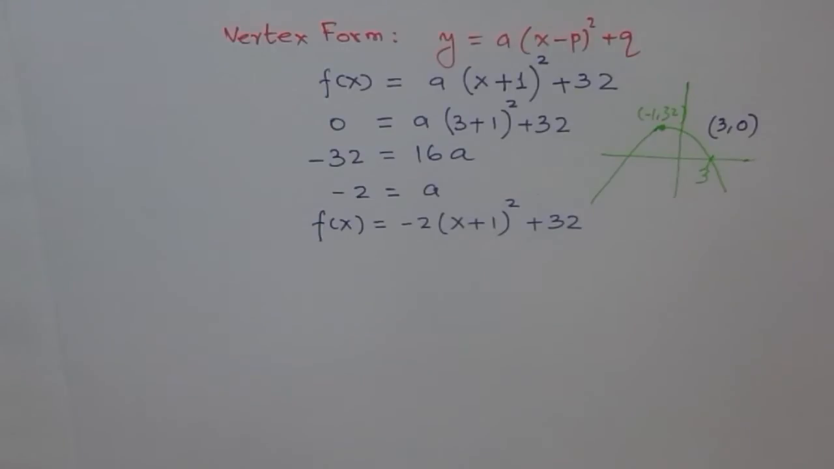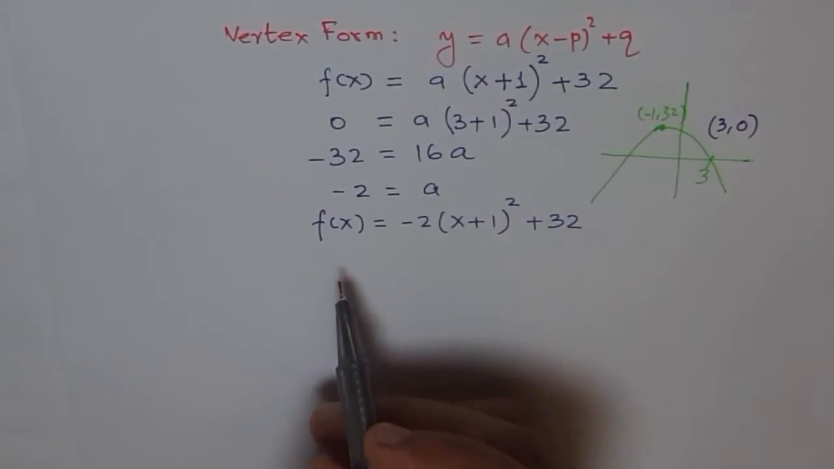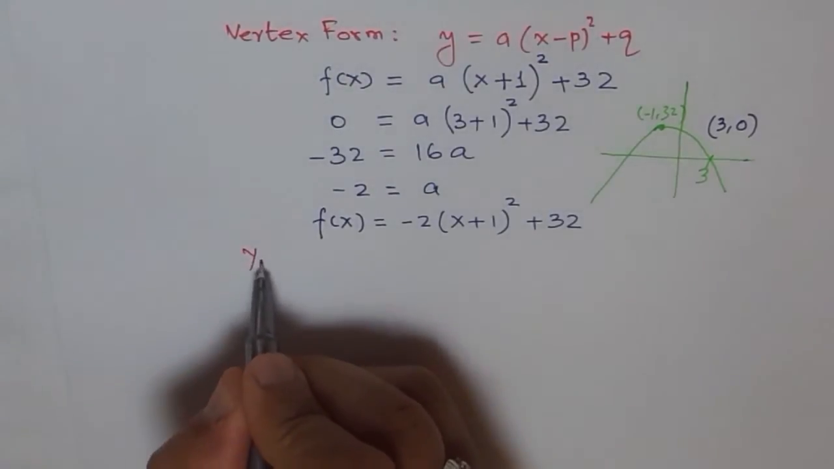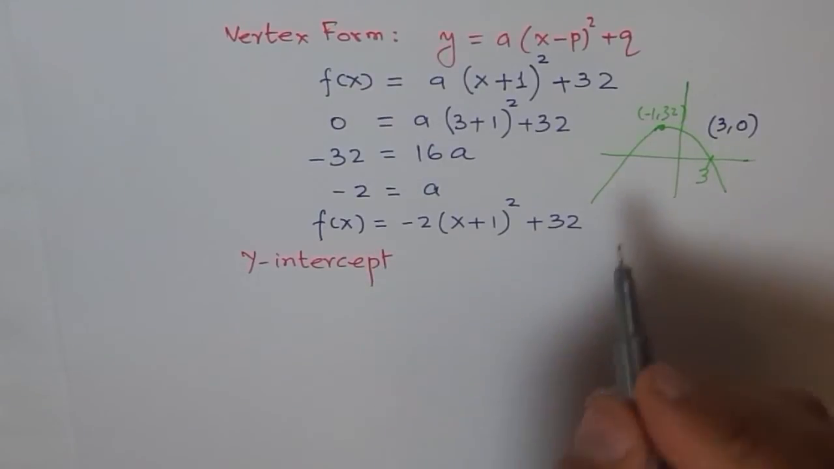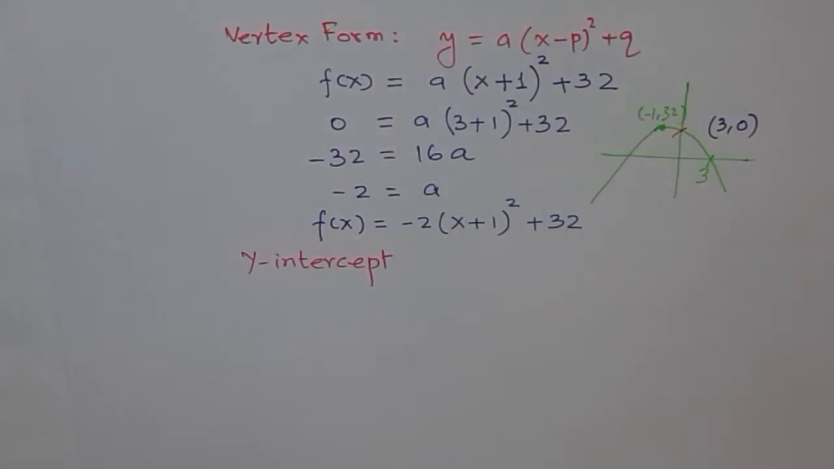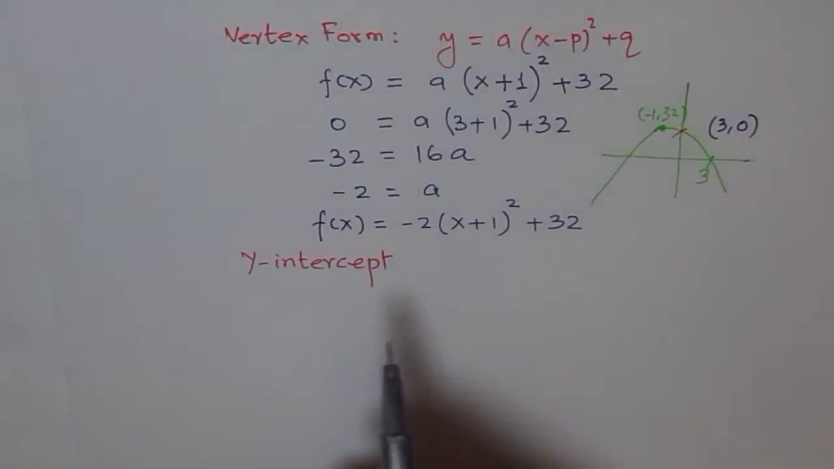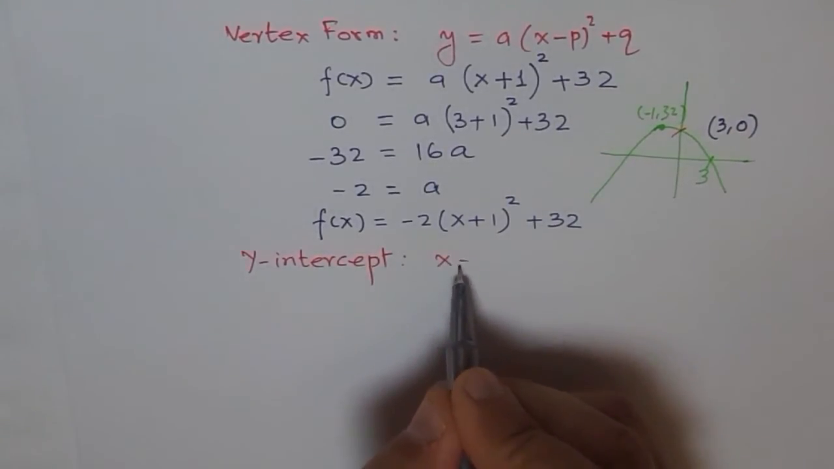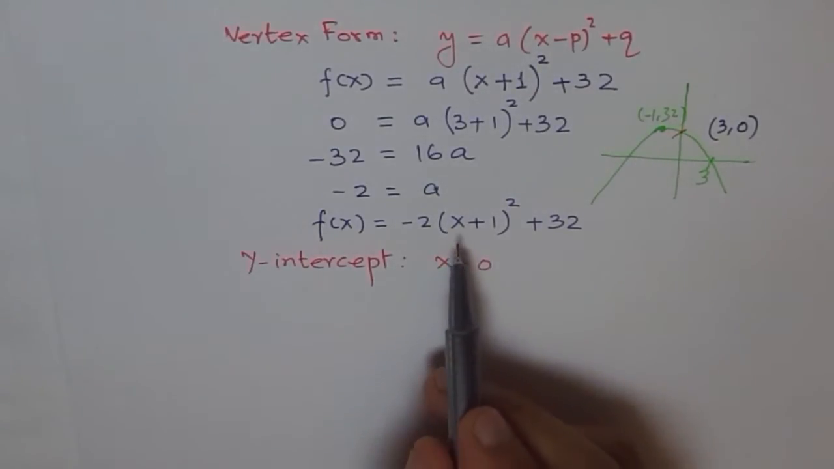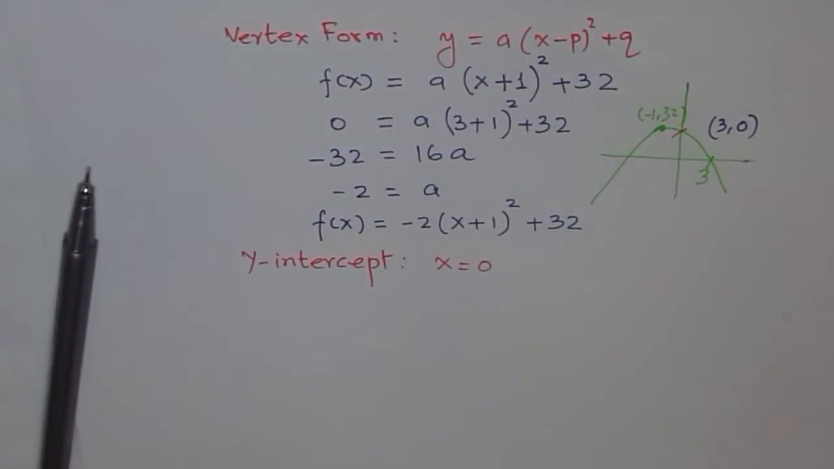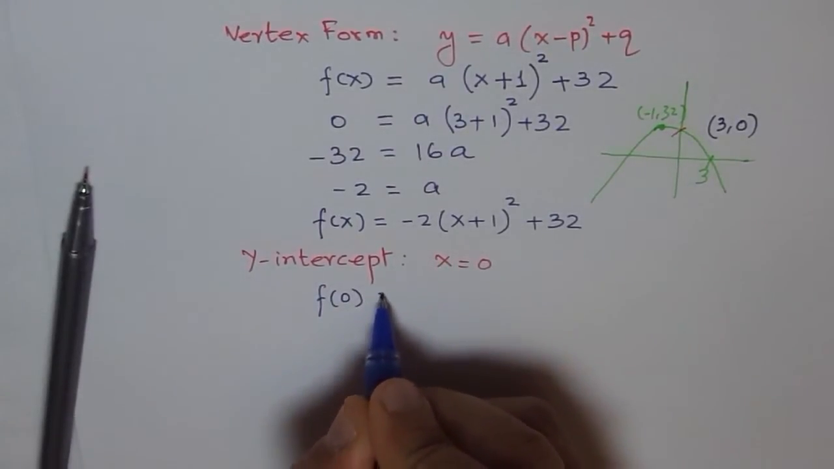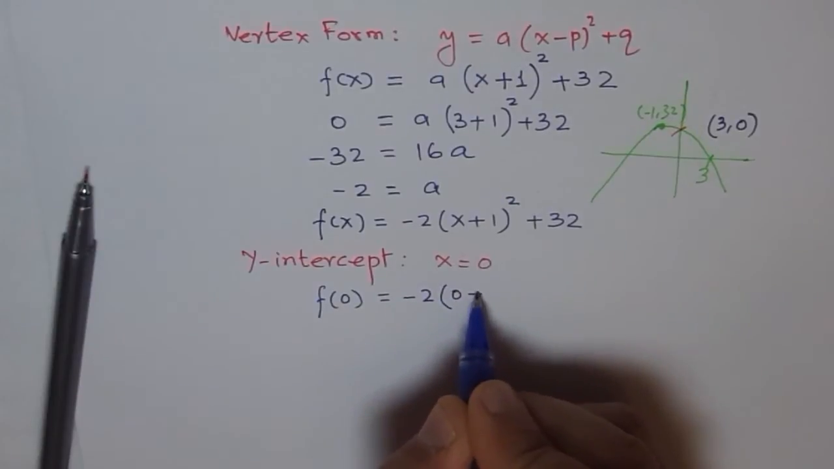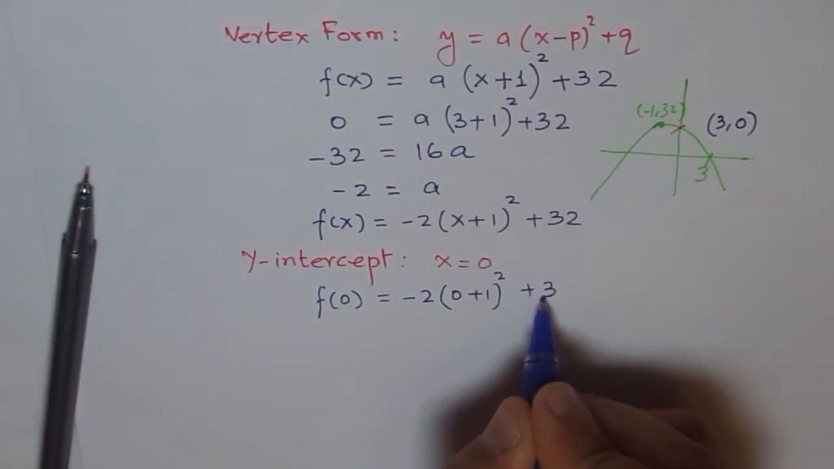Correct? And now we'll do the next part, which is to find the y-intercept. So at the y-intercept, what do we have? The y-intercept is a point where the parabola crosses the y-axis, correct? At that point, x is always equal to 0. Is that okay? So we'll just plug in x equals 0 in our equation and find the y-intercept. So f(x) at x equals 0 will give us the y-intercept. We'll say f(0) is equal to -2 times (0 plus 1) whole squared plus 32. Is that okay?